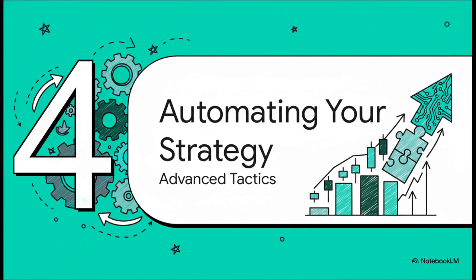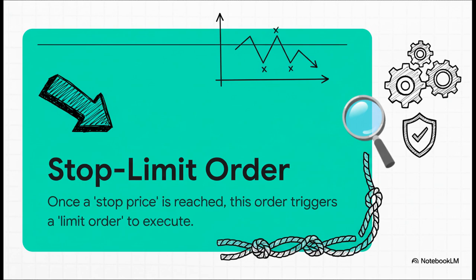So once you've really got the fundamentals down, you can start combining these tools to create some really slick, automated strategies. This is where your execution starts to get really sophisticated. So let's look at the stop limit order. It's a really clever two-step process. Remember how a normal stop loss just becomes a market order so it can still get hit with slippage? Well, the stop limit order is designed to solve that by adding a layer of price control to your exit.